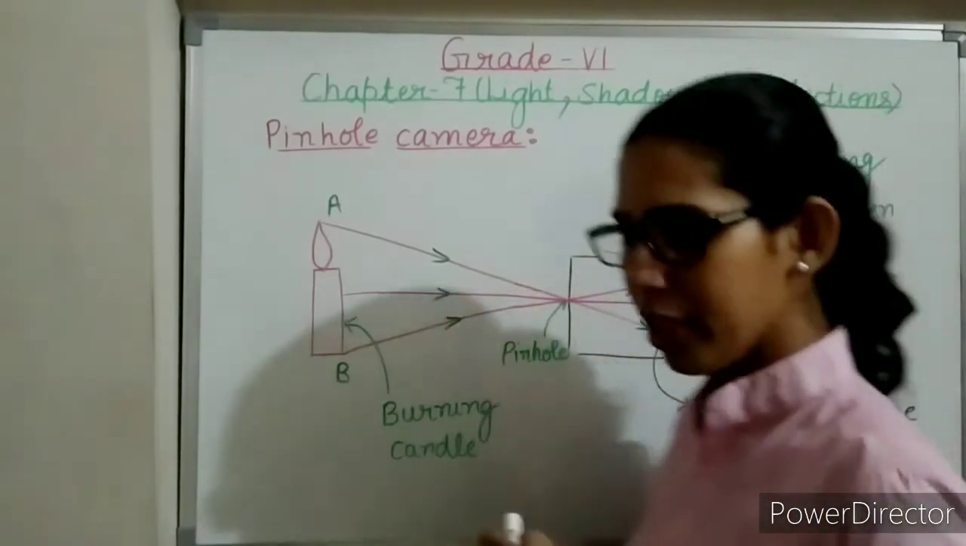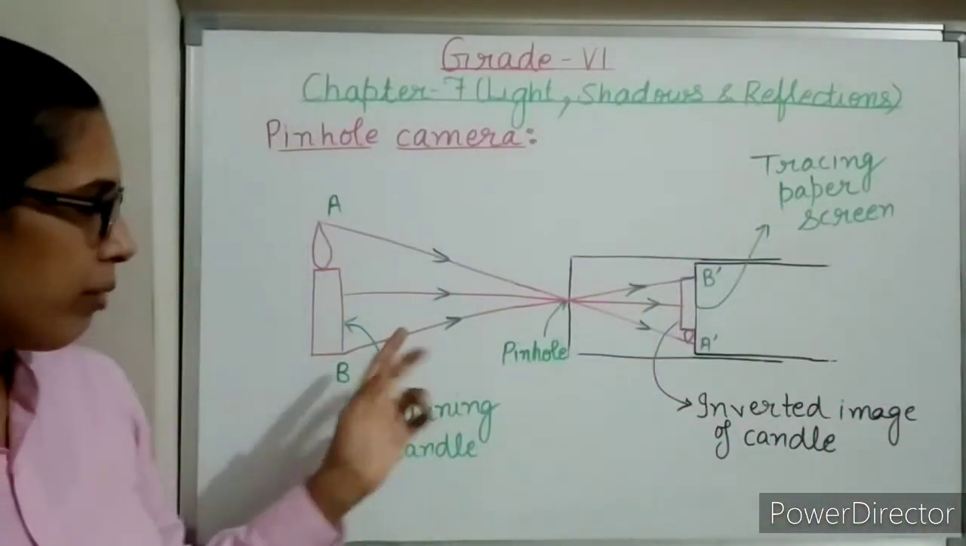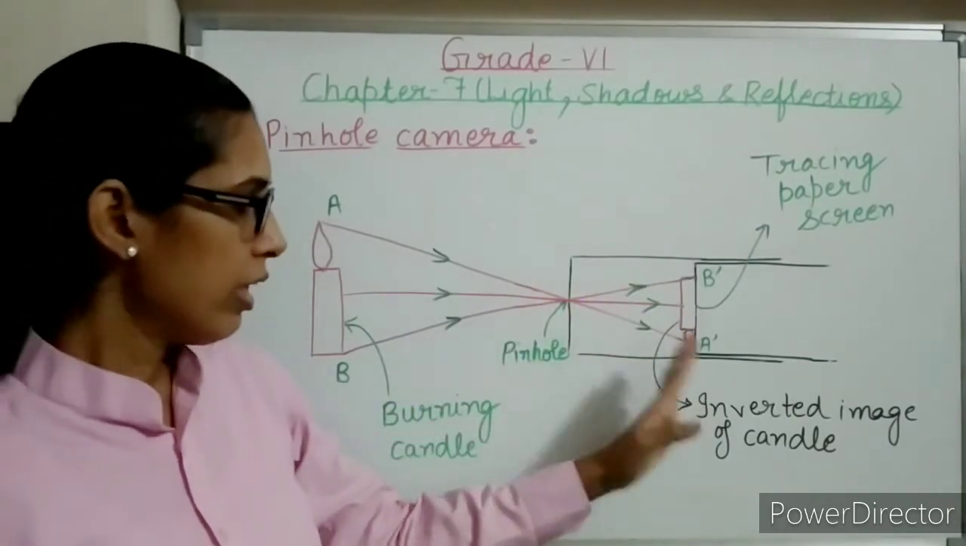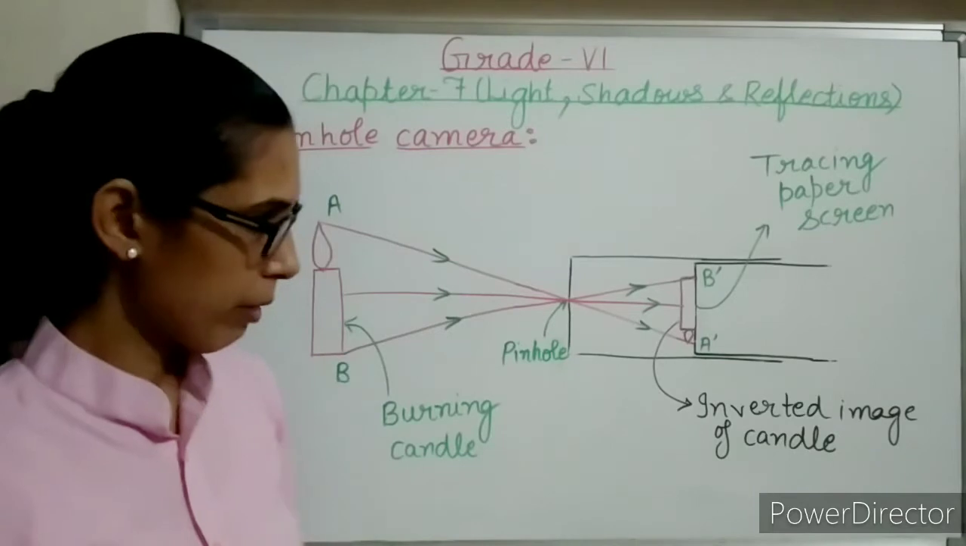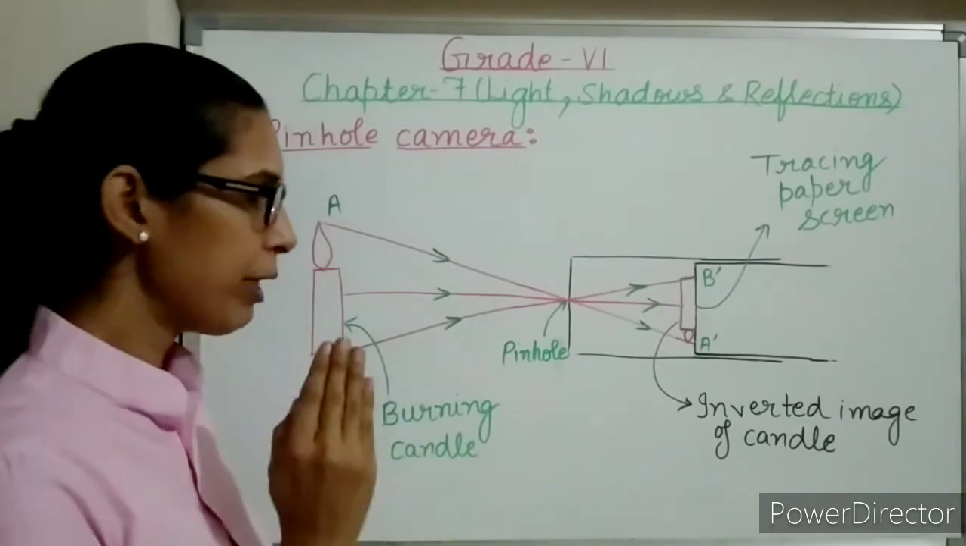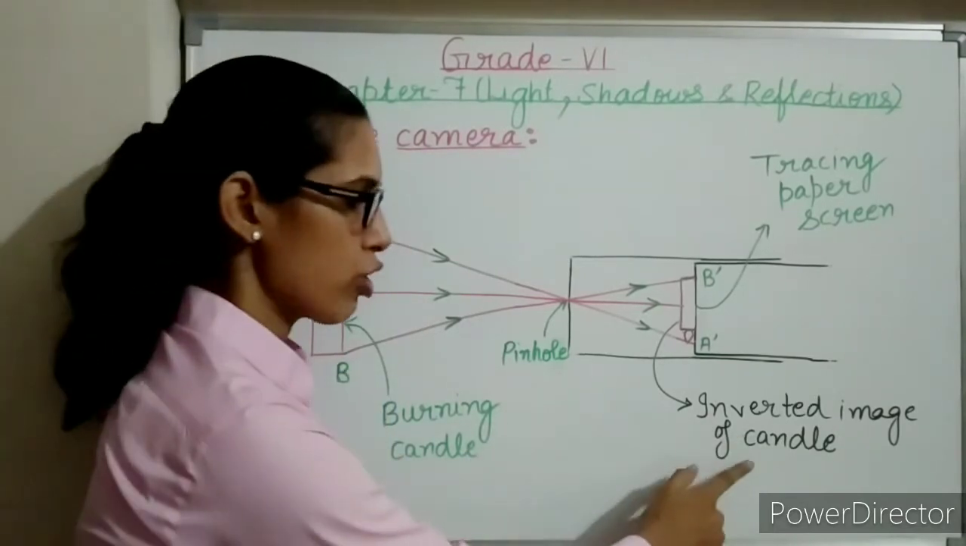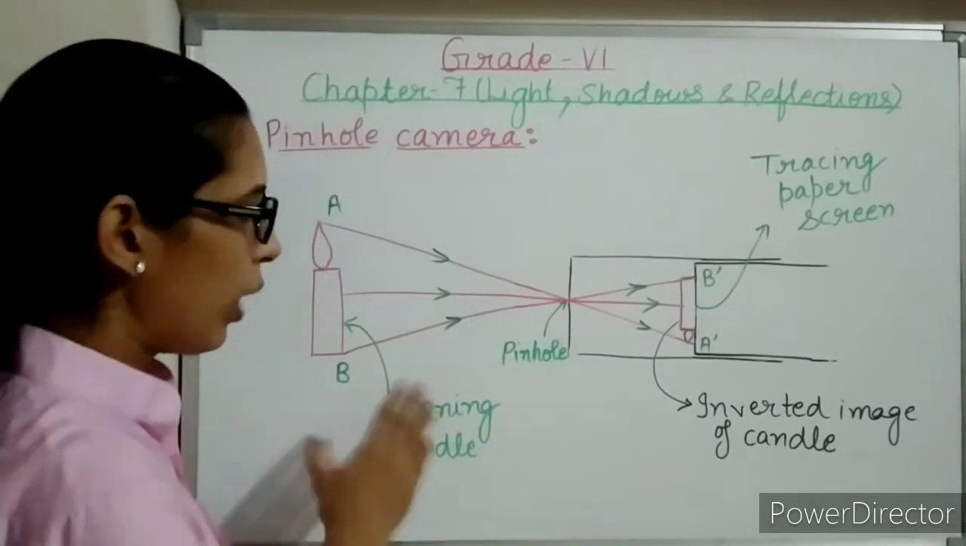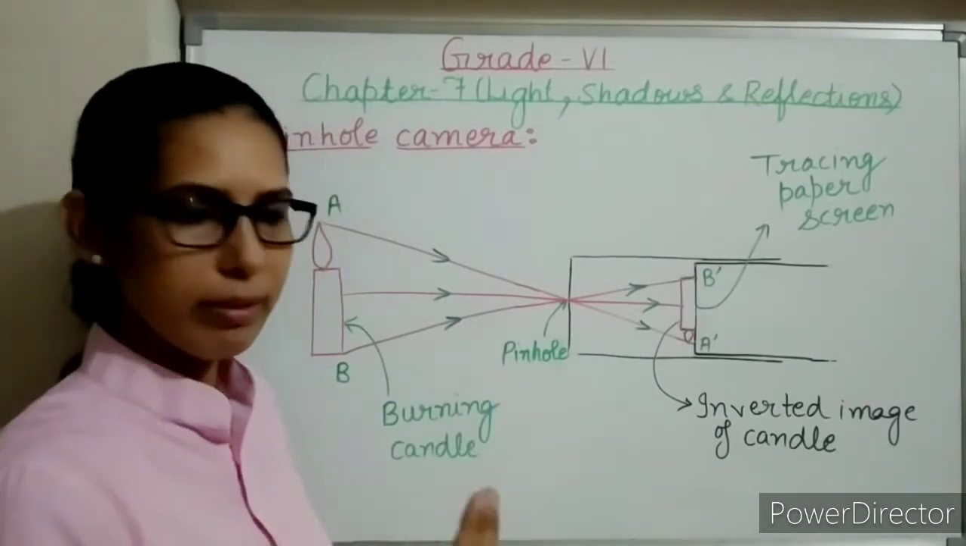Okay. What is the meaning of inverted image? Inverted image, as you can see, is upside down. Okay. Inverted means ulta image. So in the pinhole camera, an inverted image is formed here on the tracing paper. So why does an inverted image form in the pinhole camera?